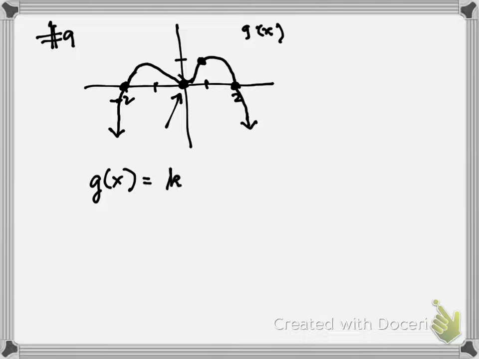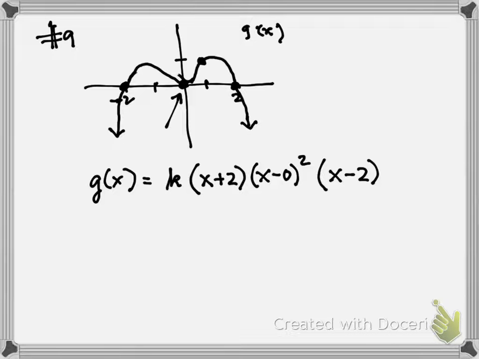There's a k, and then x plus 2, because that gives me x equals -2 as the root, and then x minus 0, and it has multiplicity 2 because our graph bounces there, it doesn't cross, and then x minus 2. This is the factor that gives us x equals 2 when we equate it to 0. So let's try simplifying it.